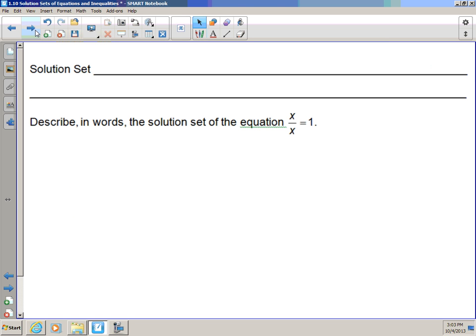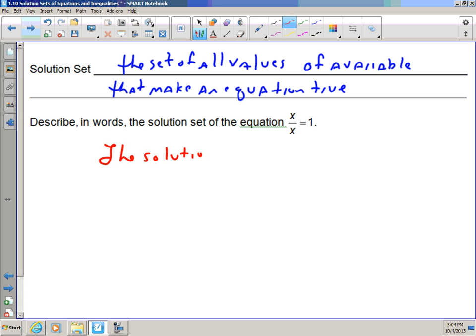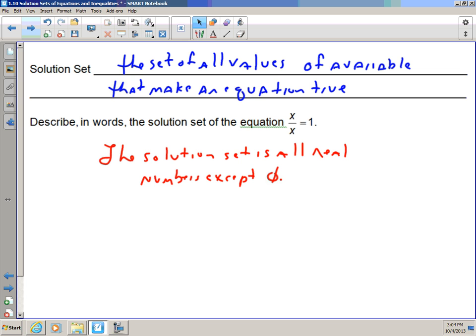So, what do we mean by solution set? The solution set is the set of all values of a variable that make an equation true. And I apologize for my handwriting, but that's as good as it gets. So, if we go back to the equation x over x equals 1, the solution set is all real numbers except 0.